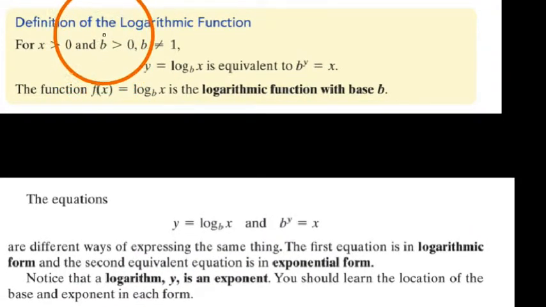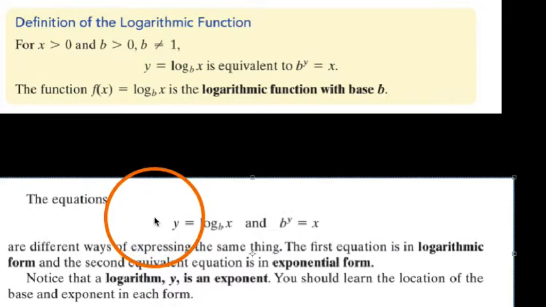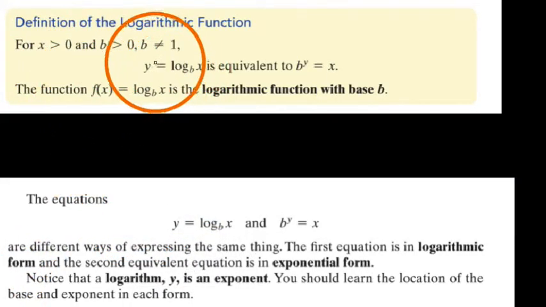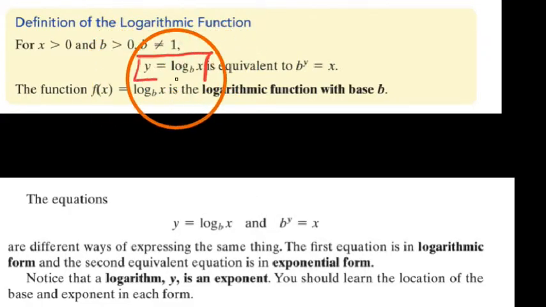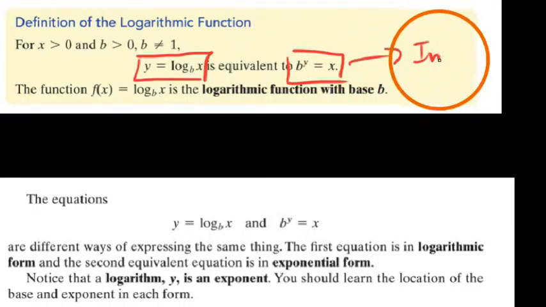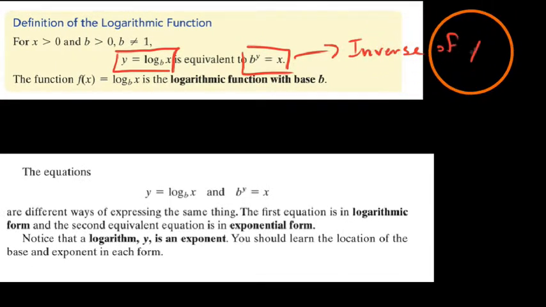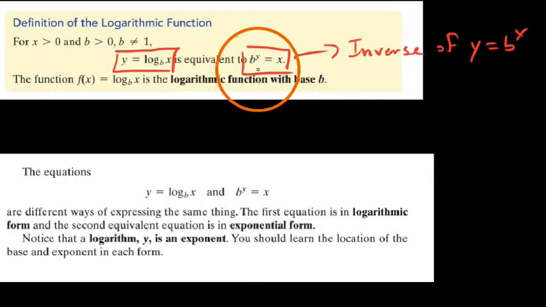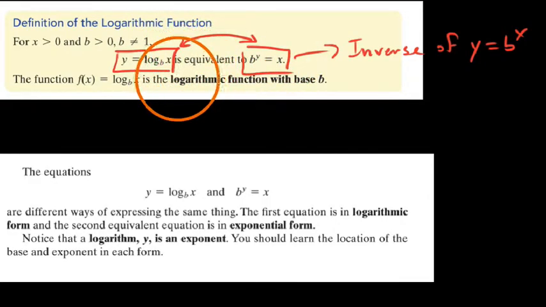You'll see the definition here. For a logarithmic function with a base of b, we say x is a positive number. B, our base, is a positive number. You have to have a positive base on an exponential thing. But essentially what we're going to see here is this: y equals log base b of x is equivalent to b to the y equals x. One thing we want to point out is that this is the inverse of y equals b to the x. You notice that we have x equals b to the y, so we switched our domain and range. But what we're saying here is that these two statements mean exactly the same thing. On the left here, we have what we call logarithmic form.